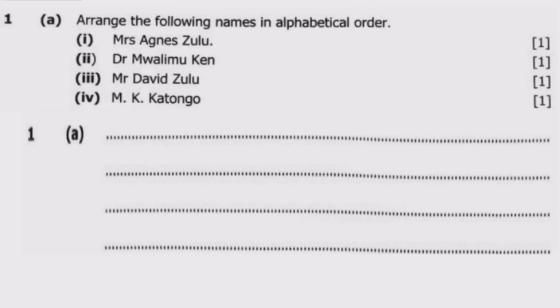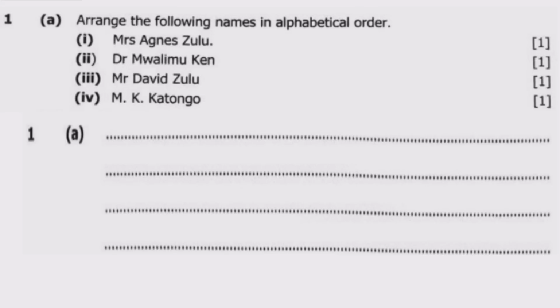Okay, so what we're going to do is consider the surnames, not the first names, the surnames. So it's more or less like we write all the names starting with the surnames. Okay, so we can see that here we have got the Zulus, those names that start with Z, meaning they may be at the end.